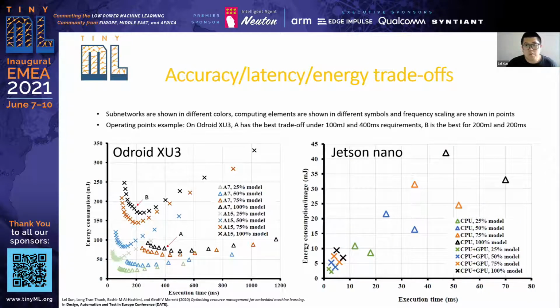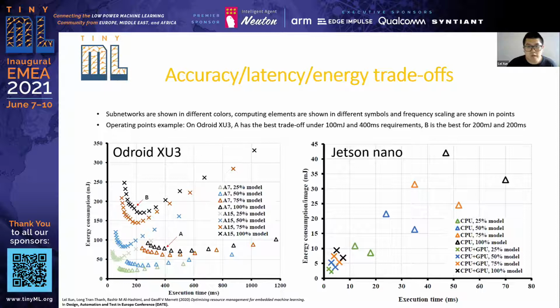Here we have some results for the accuracy, latency, and energy consumption trade-off. In the figure, the subnetworks are shown in different colors, and the computing elements are shown in different symbols, such as the A7 and A15 heterogeneous CPUs on the Odroid XU3 platform and the CPU and GPU on the Jetson Nano platform. The frequency scaling is shown in different points. So let me give you an example of how it works.